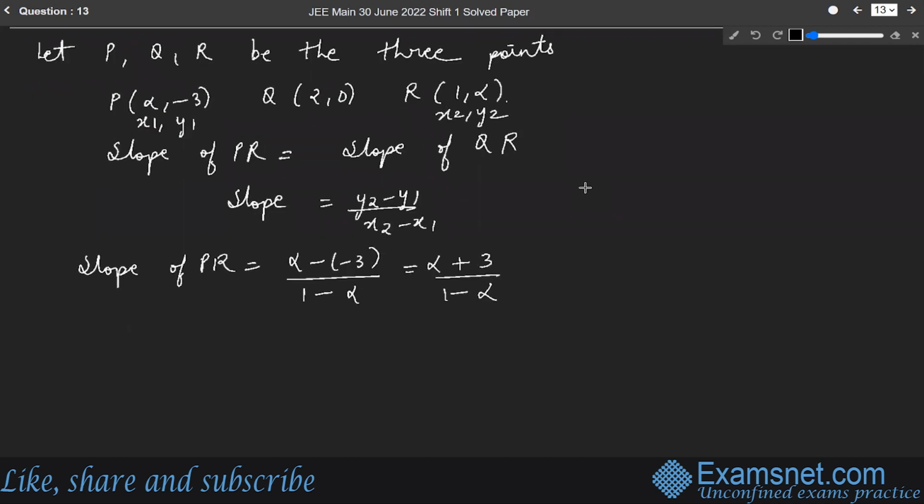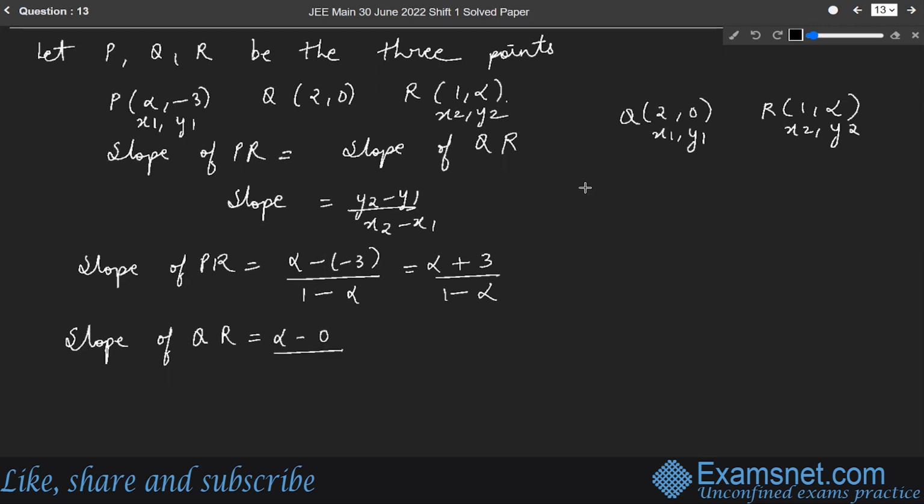Similarly, let us find the slope of QR. So the slope of QR will be, we have to consider points Q and R now. What are the coordinates of point Q? 2 comma 0. What are the coordinates of point R? 1 comma alpha. So now let this be x1 comma y1 and let this point be x2 comma y2. Again, y2 minus y1. What is y2? Alpha, minus y1 is 0 because y1 is 0. Then x2 minus x1. x2 is 1 minus x1. x1 is 2. So this will be alpha divided by 1 minus 2, which is minus 1. So we can write it as minus alpha.